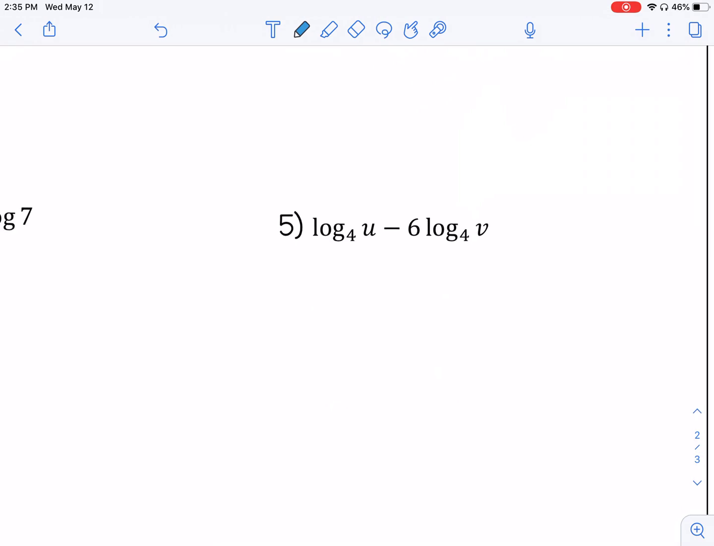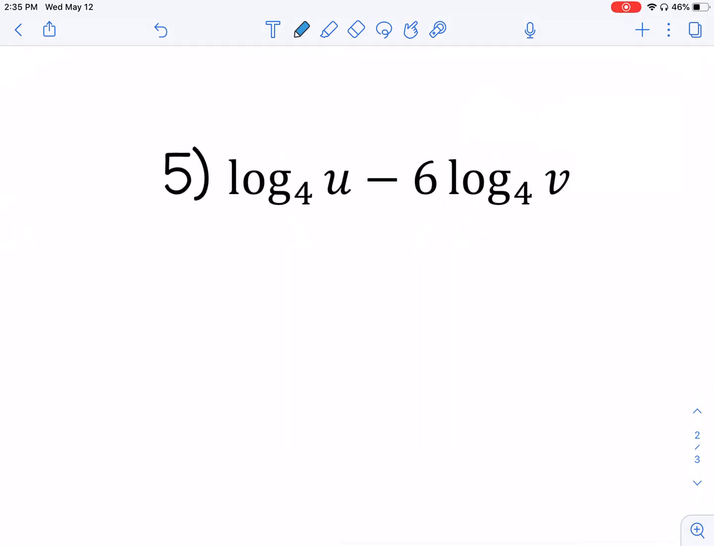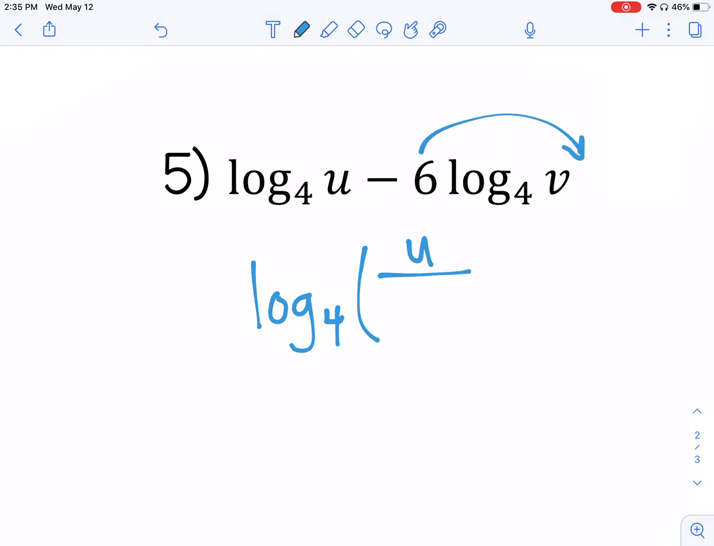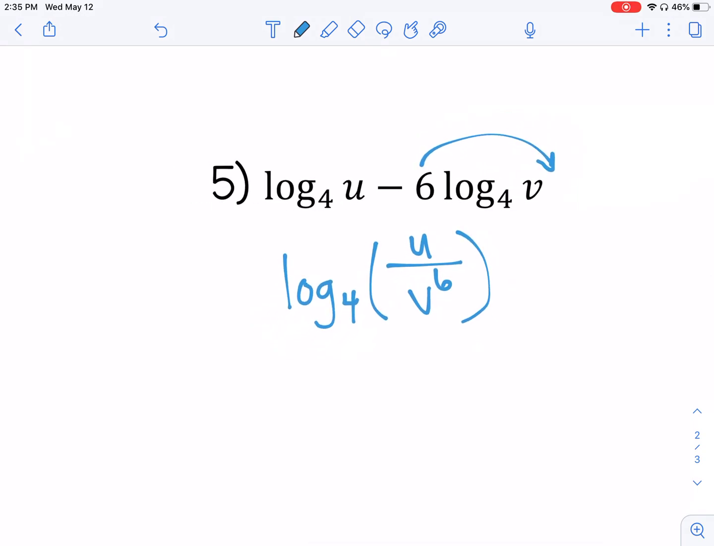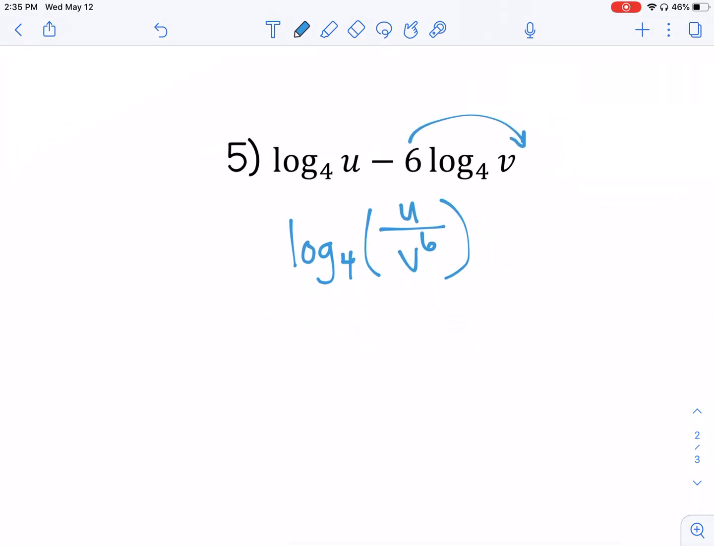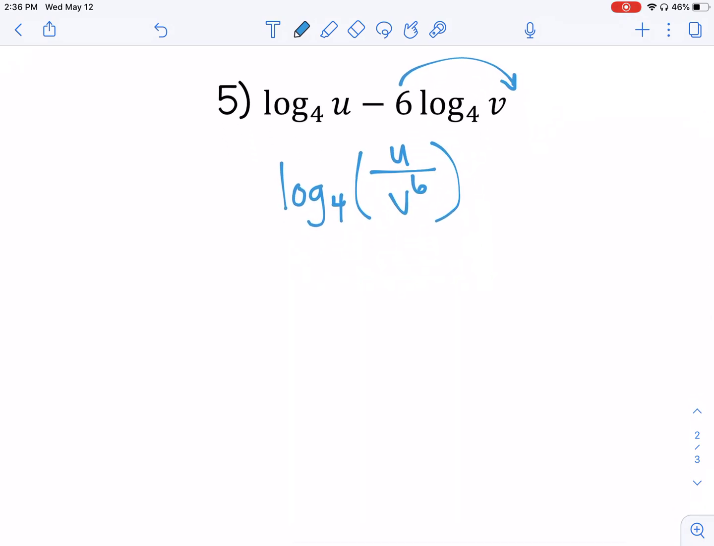This one, the 6 is only applied to the v, and they're being subtracted. So we have the log of 4, and then it's u divided by, well, this 6 out front needs to go back up by the v, divided by v to the 6. The subtraction told me I needed to divide. They both had log base 4, so that goes out front, and then the 6 was only applied to the v.